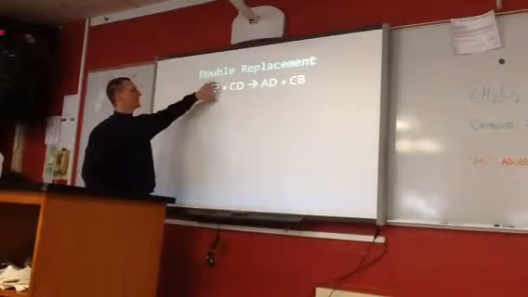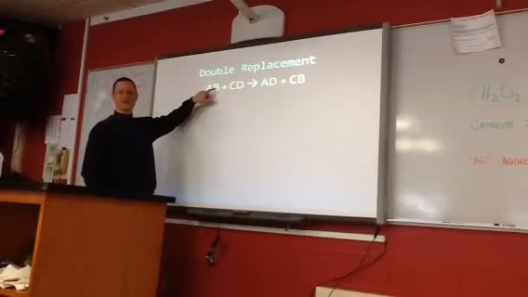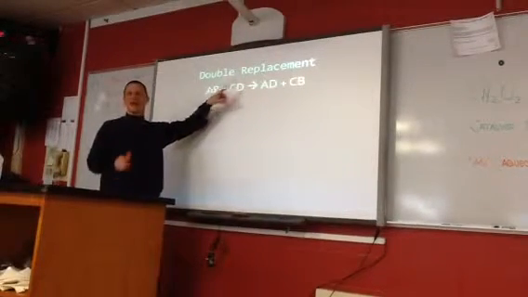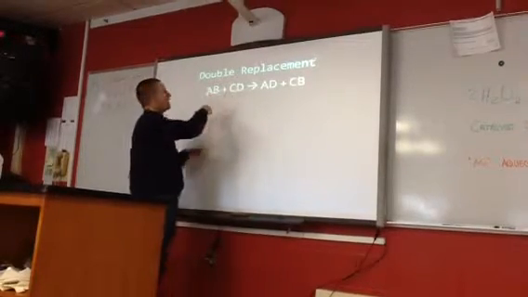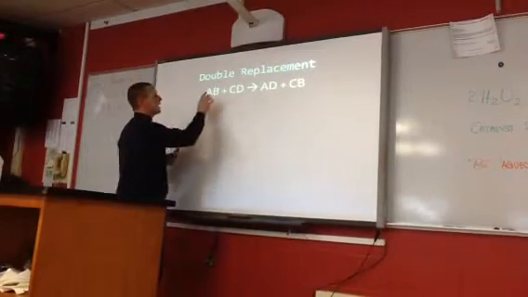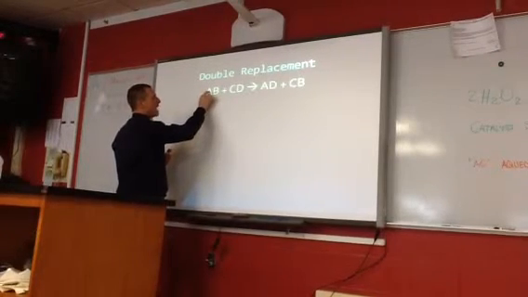What we have is an ionic compound. Remember, ionic compound is positive, negative, and this one is positive, negative. And it's like the double date analogy where the 2 couples will switch partners. The A will go with D. Remember that ionic compounds are always given with the positive ion first.